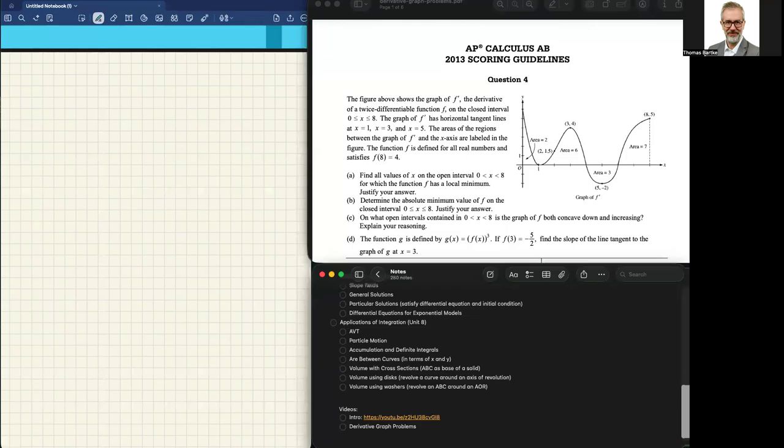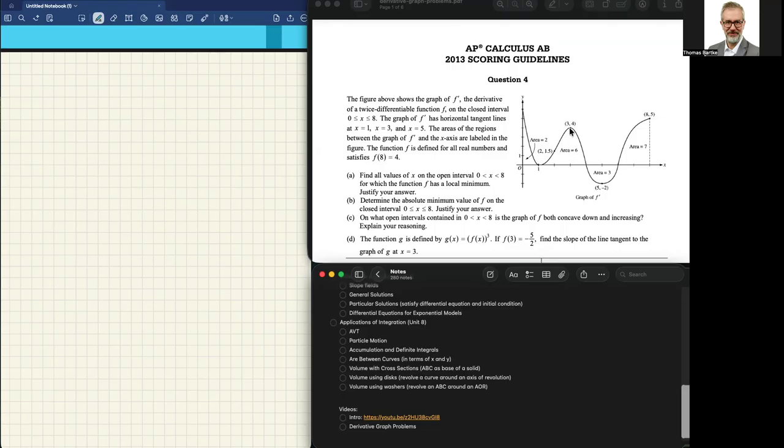Okay, well, let's go over the first model function then. I'm going to start here with the derivative graph problems. This category or this model is named that way because you usually are given the graph of a derivative of a function. And then usually you have specific area sections that are identified in the graph. So you have the values of the areas.